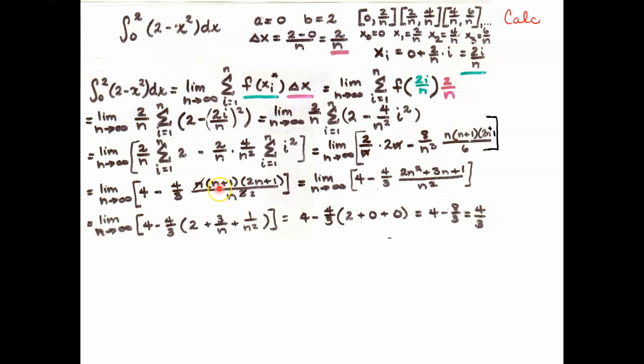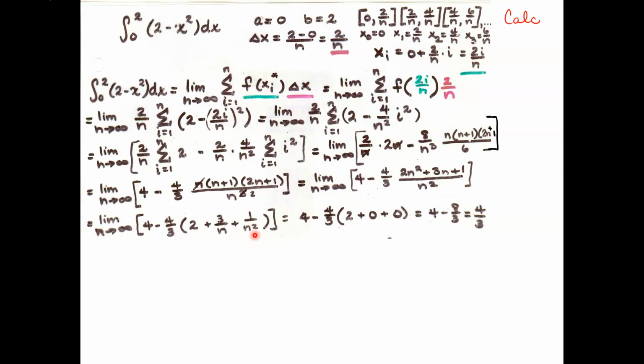So let's go ahead and FOIL this out. n times 2n is going to be 2n squared. n times 1 is 1n, and 1 times 2n is 2n. So 1n and 2n is 3n. And then 1 times 1 would give us 1. So that's the only thing that changed in that step. All right, so 2n squared divided by n squared would give us 2. 3n divided by n squared would be 3 over n. And then 1 divided by n squared is 1 over n squared.